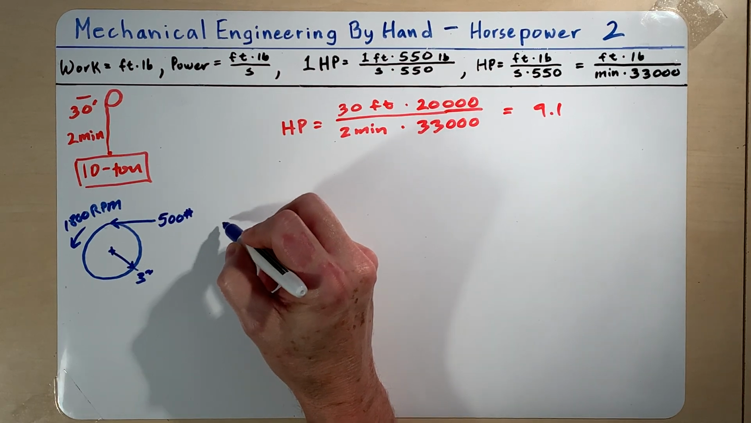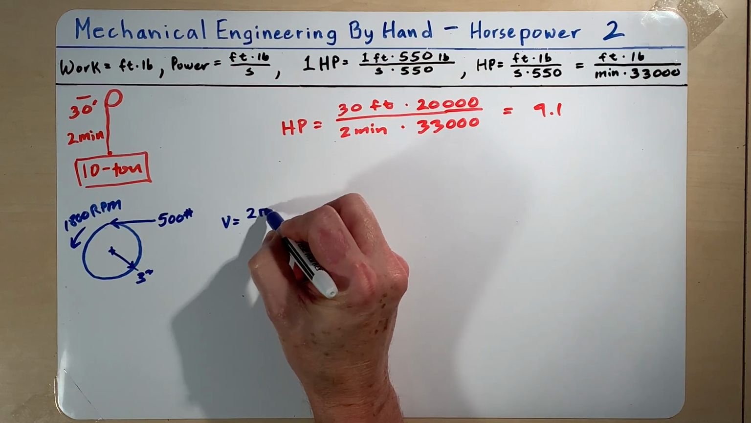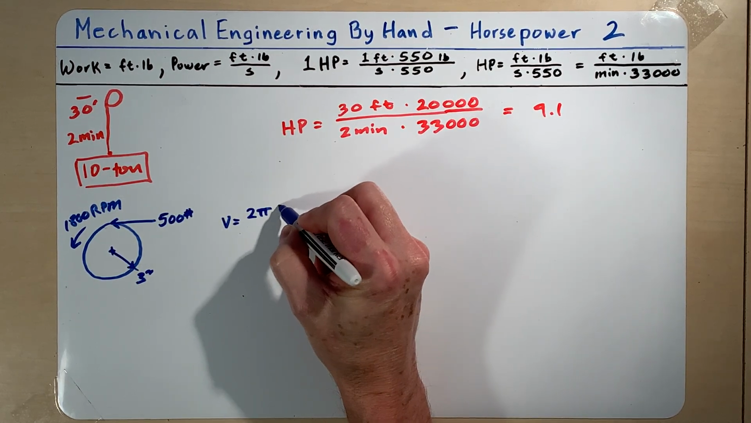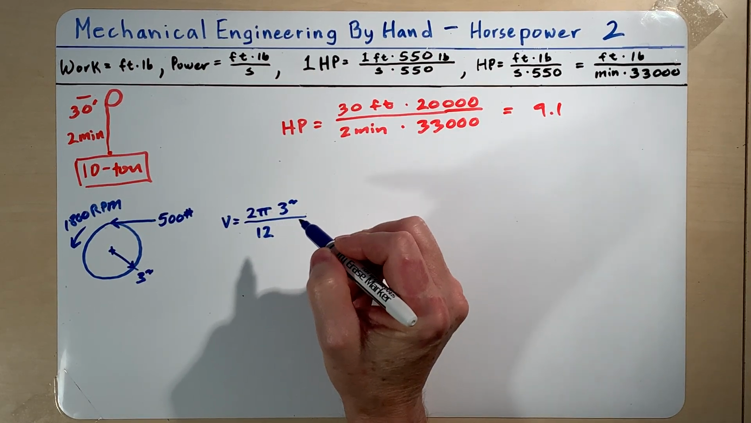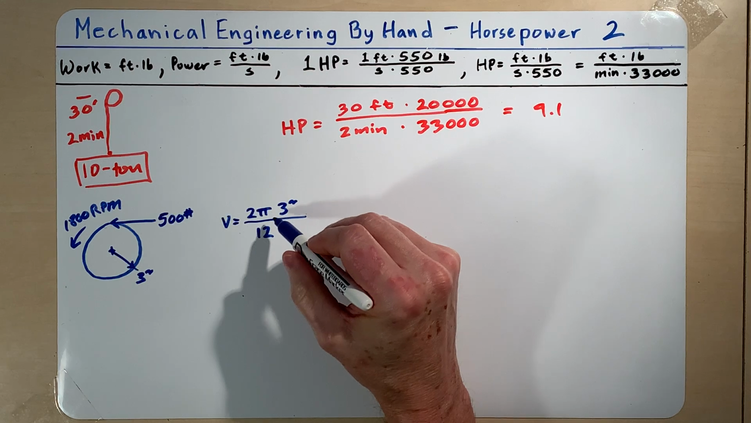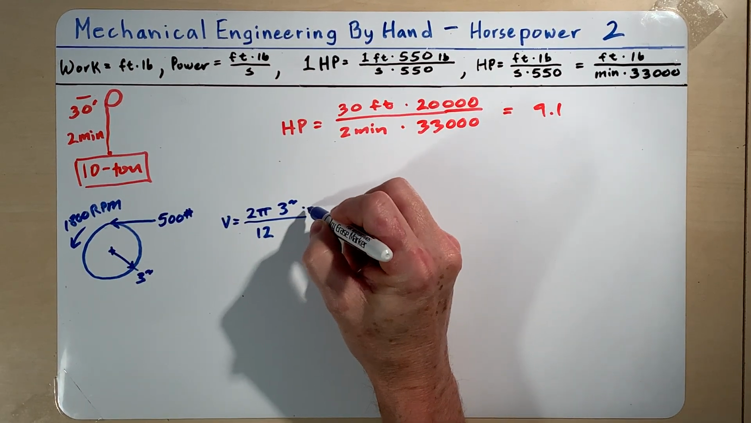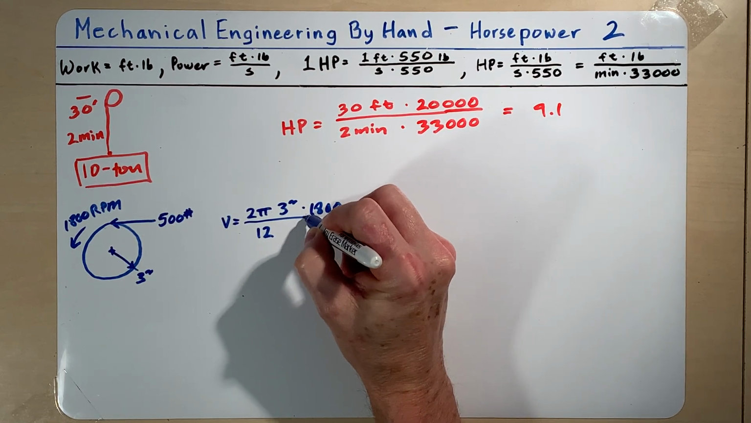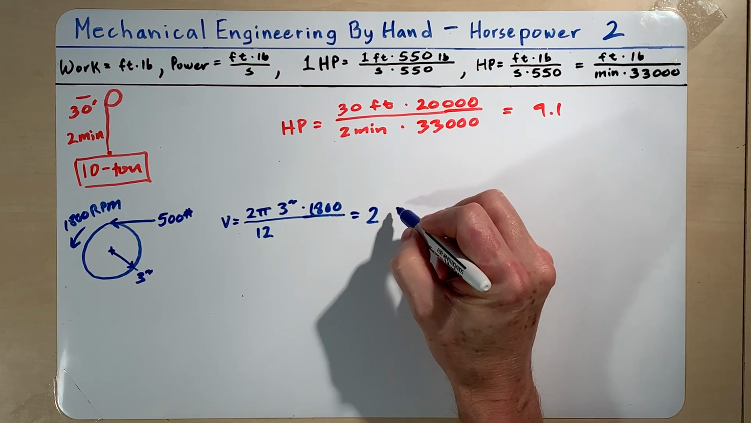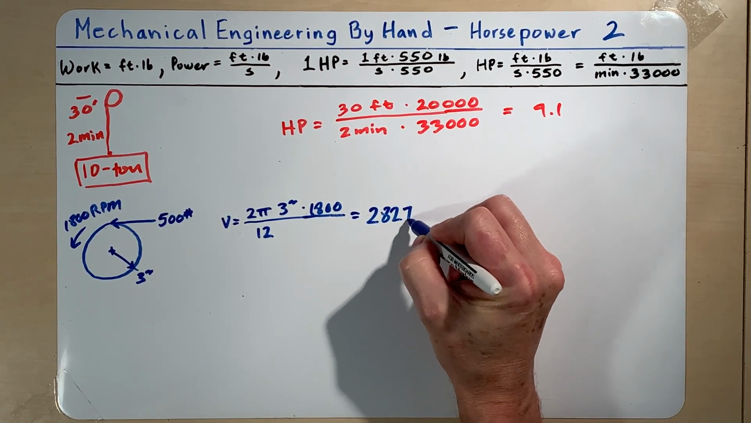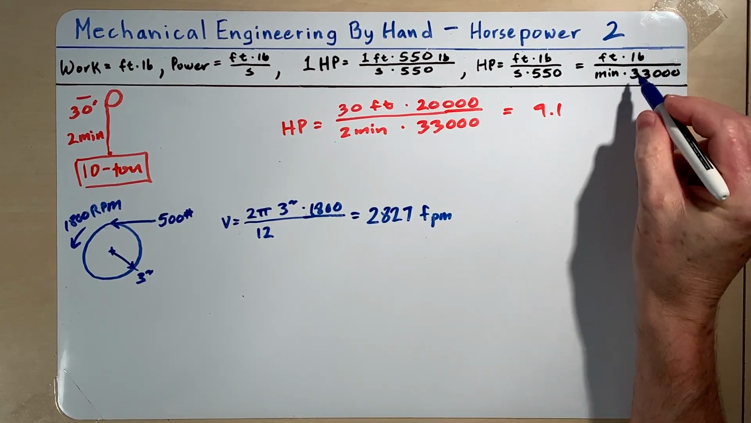So velocity at that point is going to be 2 pi times r, which is 3 inches. We'll divide that by 12 to get feet. Now this is the circumference, and then we multiply that times rotations per minute. Gives us feet per minute, and that is equal to 2827 feet per minute. Okay, and then the horsepower, we'll use this equation.